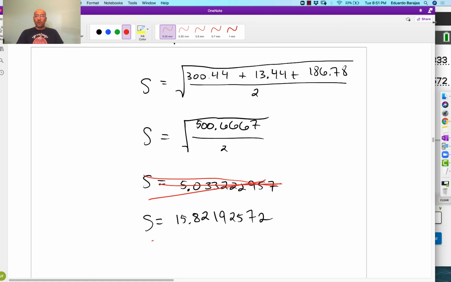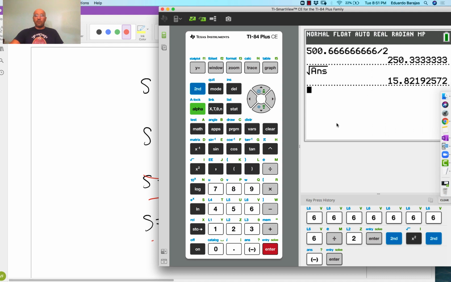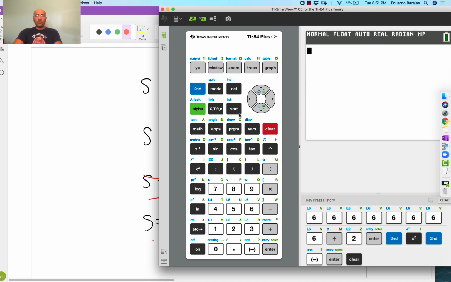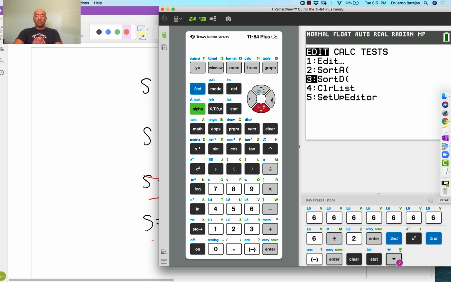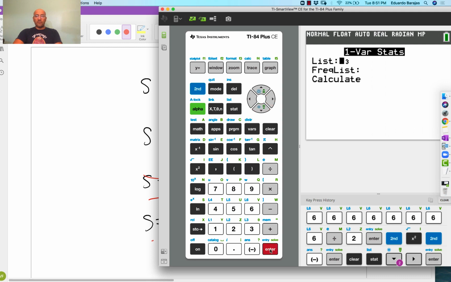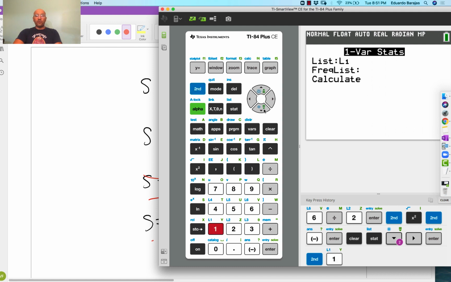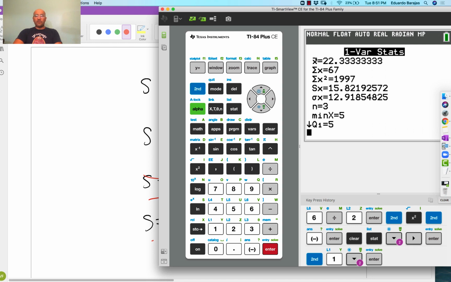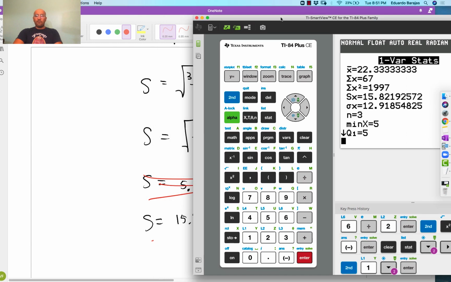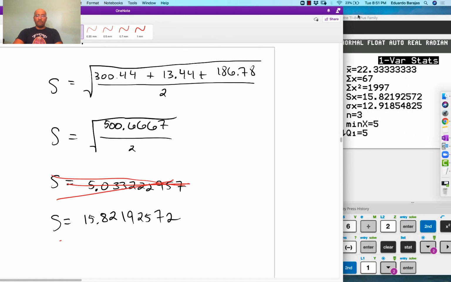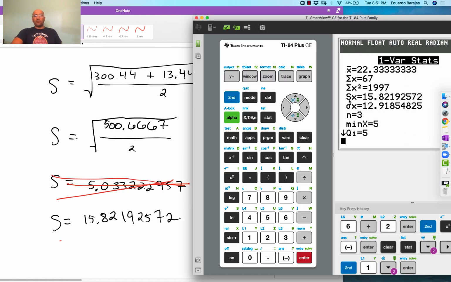And now if we wanted to do it with our calculator and get the simple answer, okay, so we go to stat, calculate, one variable statistics. Now we want to go to L1 because L1 had the original list of numbers. Calculate, hit enter, and there it is. Okay, now it matches. Right? Sample standard deviation equals 15.82192572, right? Very, very accurate answer.